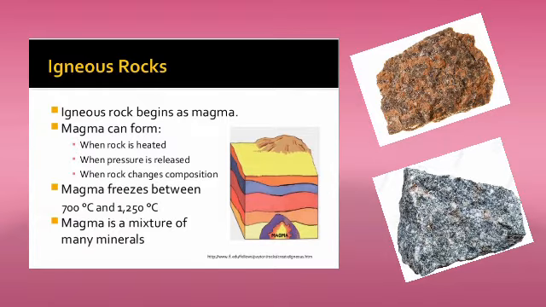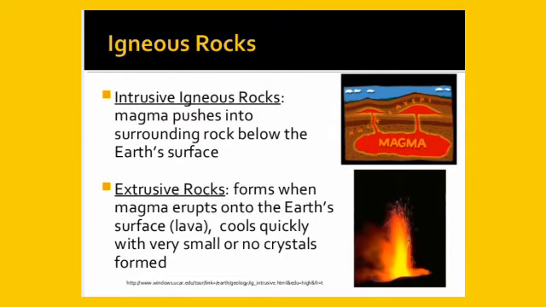Igneous rocks' journey begins as magma, children. Magma can form when a rock is heated, when pressure is released, or when rock changes composition. Magma freezes between 700 degrees Celsius and 1250 degrees Celsius. Magma is a mixture of many minerals, and these are the first rocks to be formed, and so they are known as primary rocks. Igneous rocks are of two types, children. They are intrusive igneous rocks and extrusive igneous rocks.